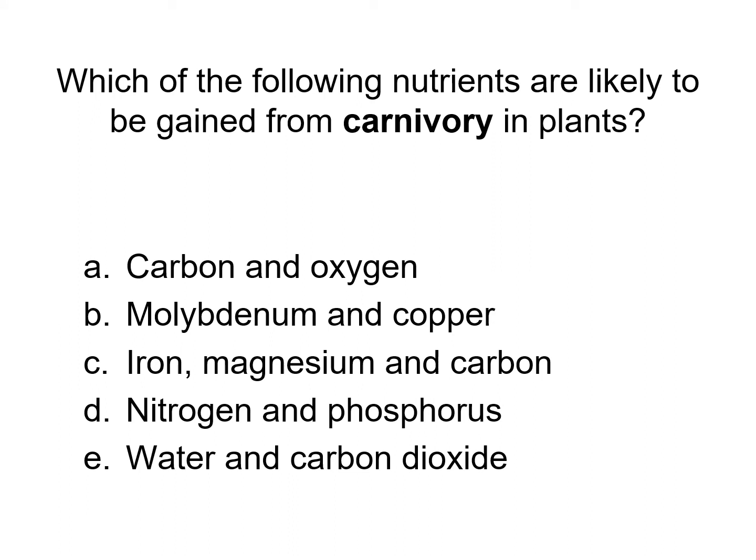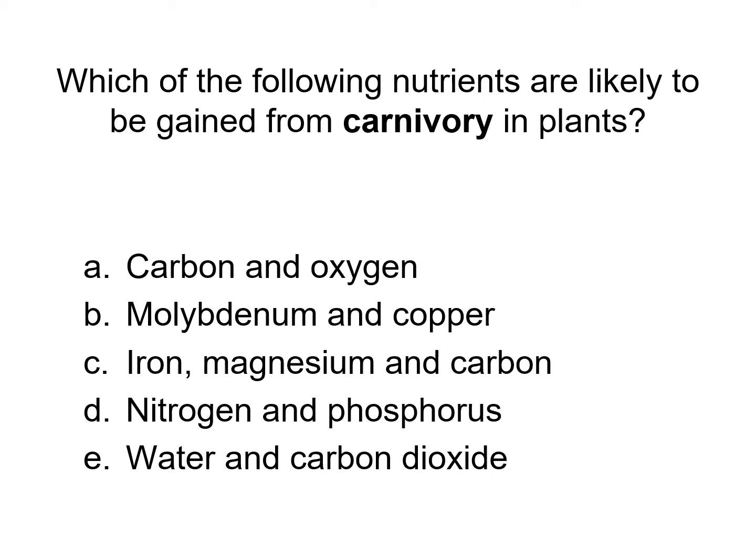Okay, so just a little wake-up question here. Which of the following nutrients are likely to be gained from carnivory in plants? So this goes back to that active learning exercise that I talked about. It's like, where are different nutrients coming from? Which ones are macronutrients and therefore going to be needed in large concentrations? Which ones are micronutrients and therefore probably less likely to be limiting in soils?